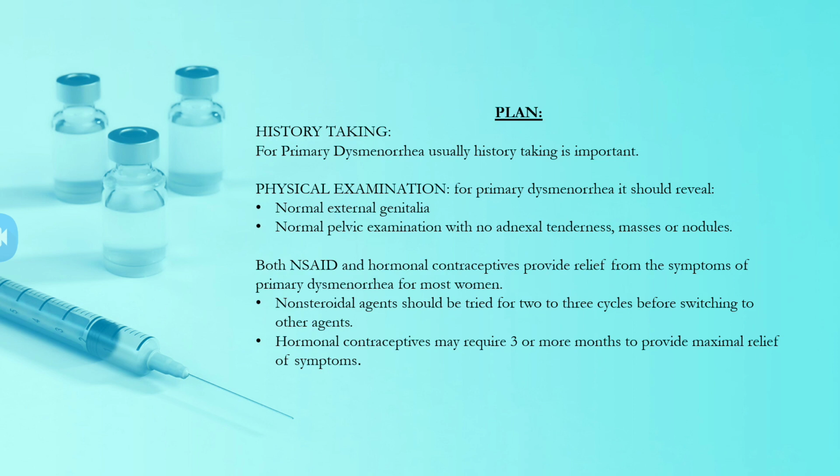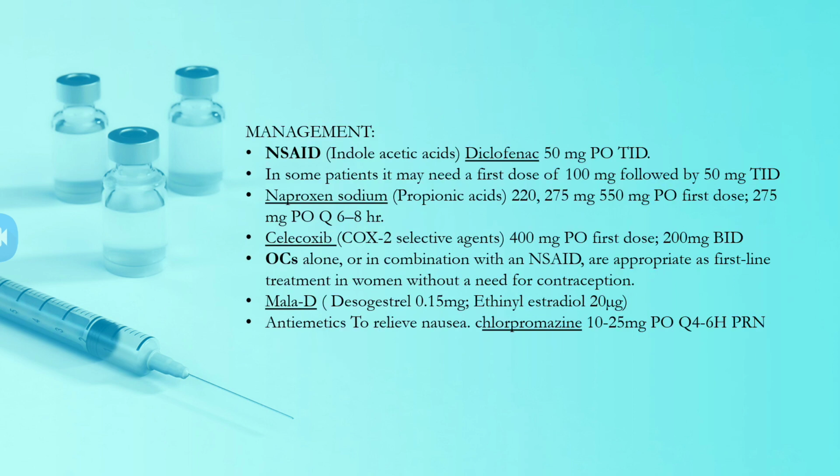Non-steroidal agents, or NSAIDs, should be tried for 2 to 3 cycles before switching to other agents, and hormonal contraceptives may require 3 or more months to provide maximum symptom relief. In the management of symptoms, we use NSAIDs, which is diclofenac 50 mg per oral thrice a day, and in some patients, we give a first dose of 100 mg, followed by 50 mg twice a day. Naproxen sodium, also an NSAID, can be used as 220 mg to 275 mg or 550 mg per oral as a first dose.